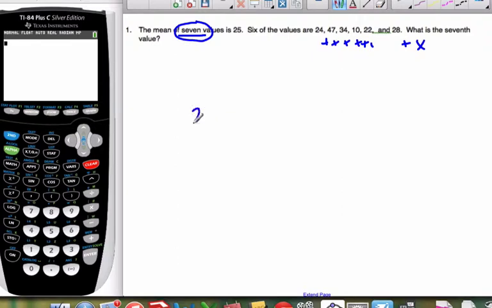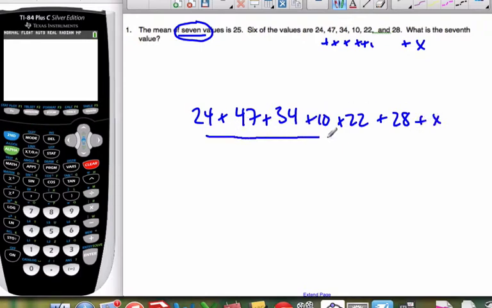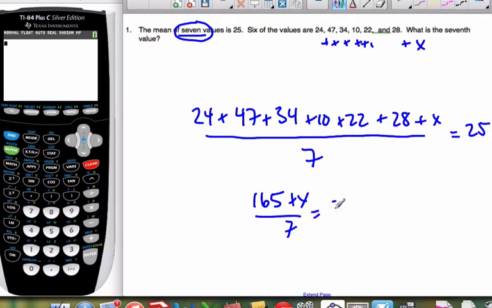So what that means, if I say 24 plus 47 plus 34 plus 10 plus 22 plus 28. These are my 6 values plus x. If I divide that all by 7, that equals 25. So calculating that, when I add up all these numbers here, I get 165 plus x over 7 is 25.